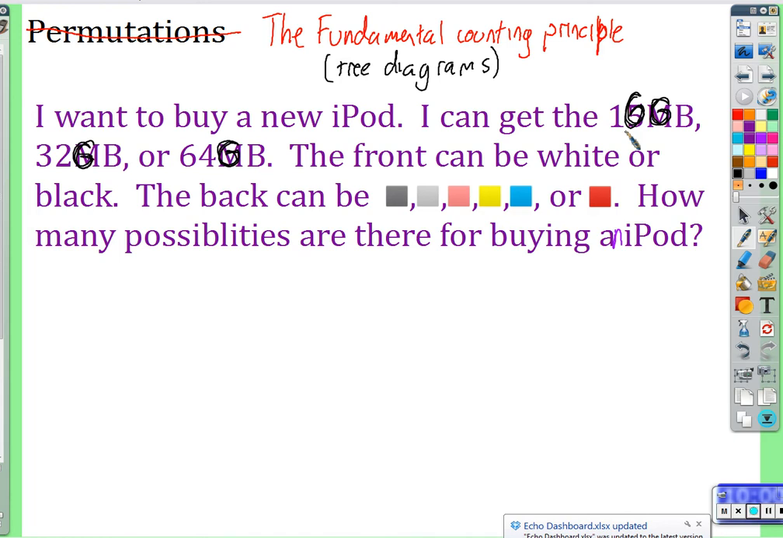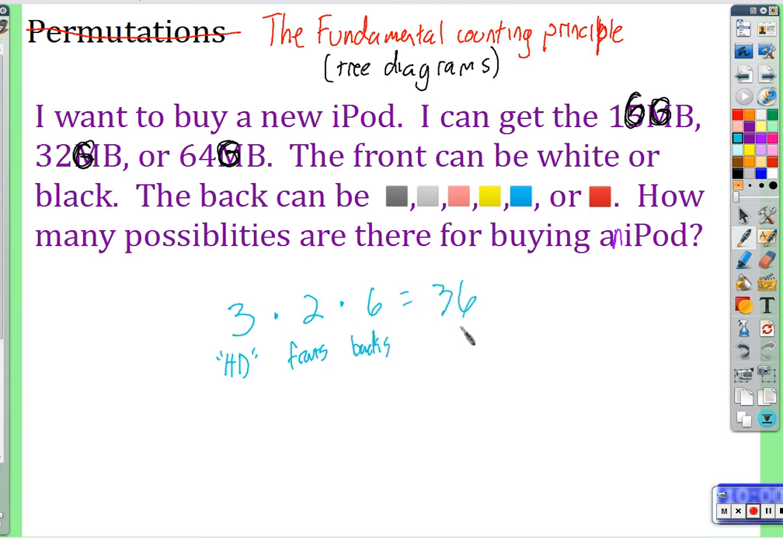Anyway, with gigabytes now, how many different iPods could you possibly put together? 36. You got 36, and how'd you get 36? 3, so we'll call that the hard drive. It's not really a hard drive, but times 2 fronts, times 6 backs, 36. All right, we feel comfortable?